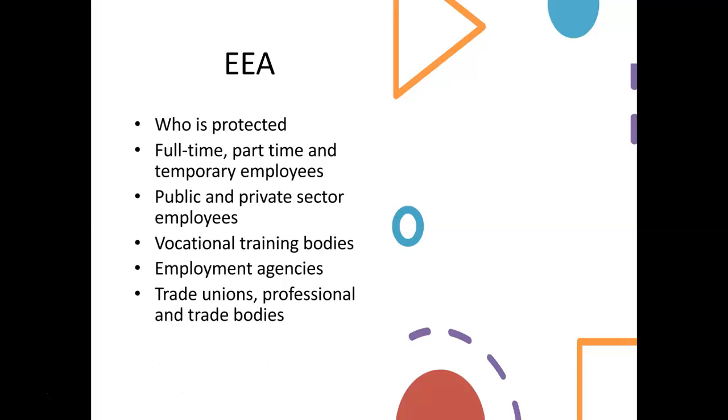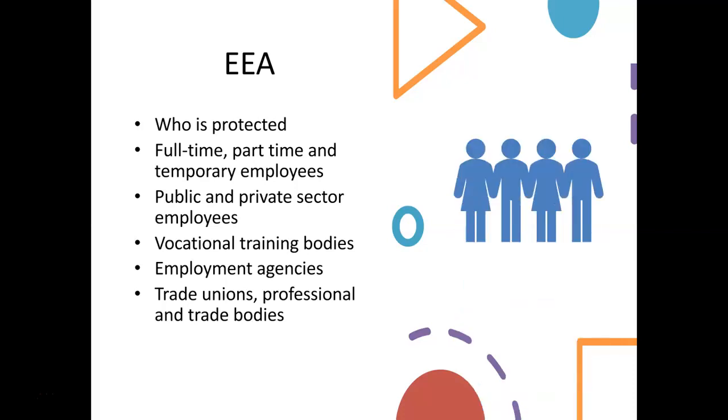The next part of the Employment Equality Act is about the protection of full-timers and part-timers. So, who is protected? Full-time, part-time, temporary employees, public and private sector employees, vocational training bodies, employment agencies, trade unions, professional and trade bodies. See, all the people are associated and working together in employment.